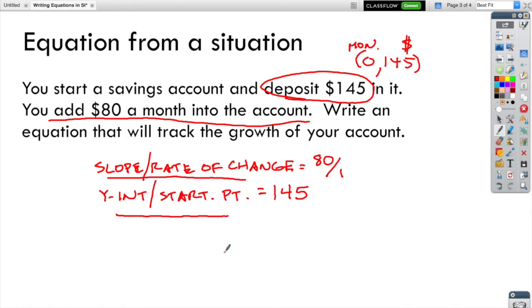Which means our equation, y = mx + b, would look like this. y = 80/1, or if we just want to change it back to the 80, that's fine, times x, because our rate of change or slope always goes next to x. And then our starting point was the initial $145 we put in the bank. And so this would help us keep track of the growth of our account. $145 initially invested and $80 times the number of months that have passed gives me a grand total, which would be y. All right, so this is another way we use linear equations in slope-intercept form, in real-world situations where they give us this information.